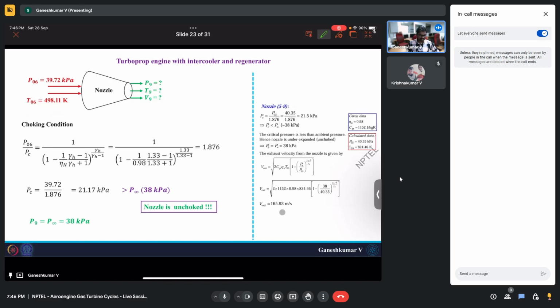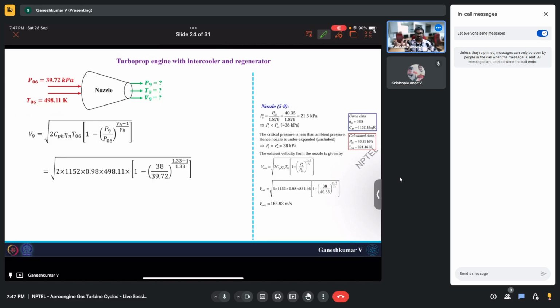I think there is some sign mistake here. It should be a less than sign. Okay. So now the nozzle is choked. No, sorry, nozzle is unchoked in both the cases. That is what we saw in both the cases. But the exit velocity is going to be different because our energy at the inlet of the nozzle is lesser. So let's see what happens.